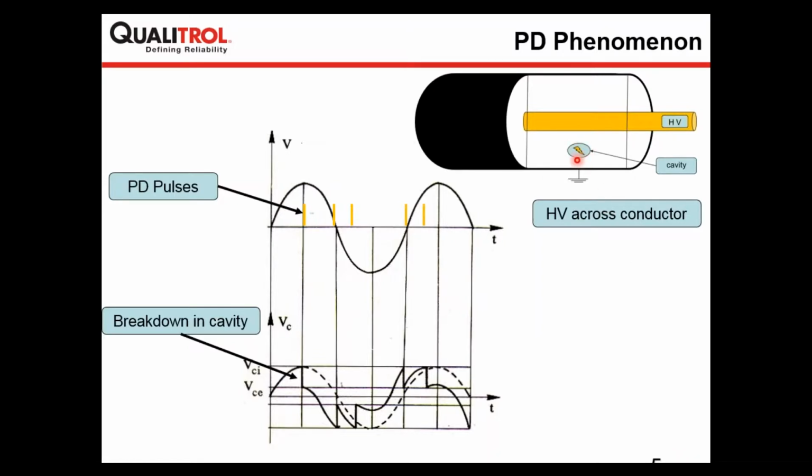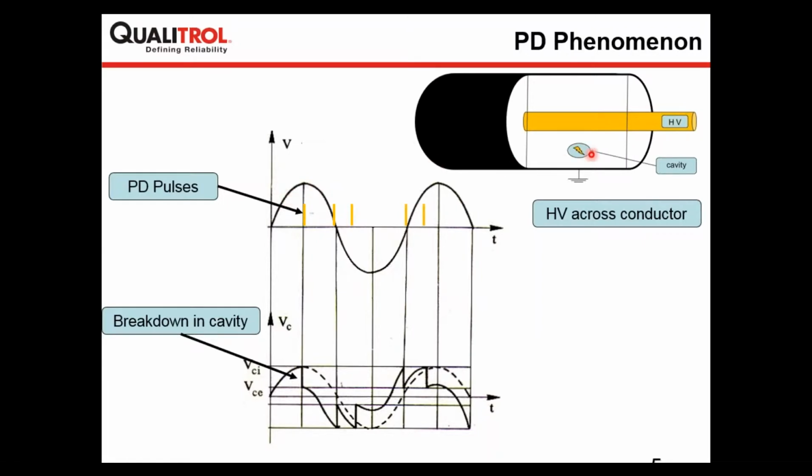here we are representing a void type defect. This is the very basic, simple structure of the power cable, where you have the conductor in the middle, the insulation screens over the conductor, and then the sheath which is grounded. This is representing the internal partial discharge. As high voltage appears on the conductor, because of the field of this high voltage, there will be an induced voltage on this cavity or defect.